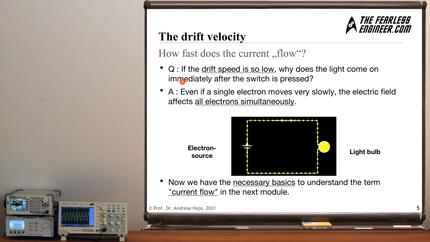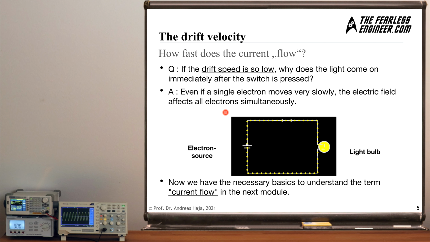Now let's try to answer a question here. If the drift speed really is so low at about half a centimeter per second, why does the light, when you press the switch on your wall, come on immediately after you press the switch? Because this implies that the electrons move at light speed, for example, or something close to light speed.